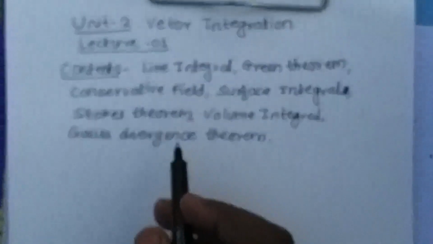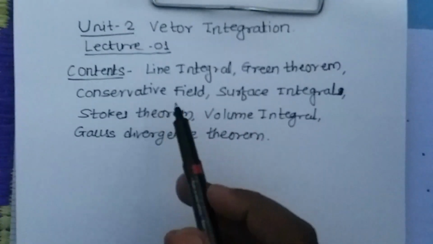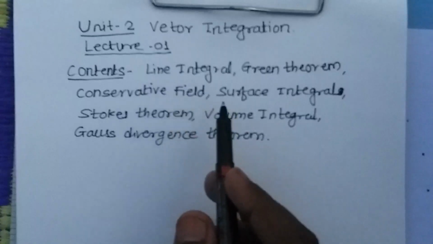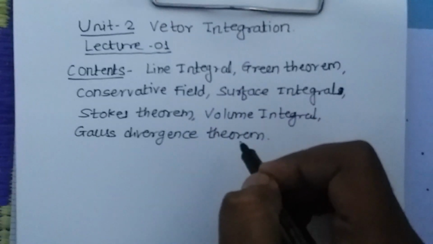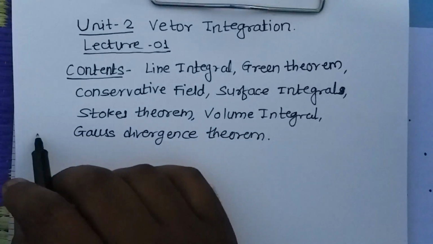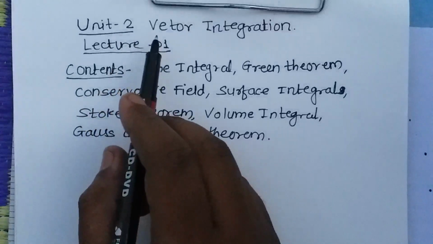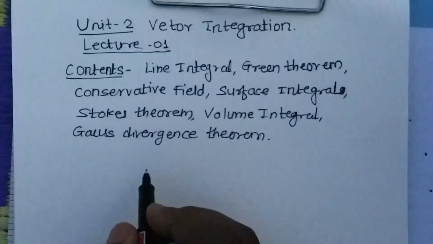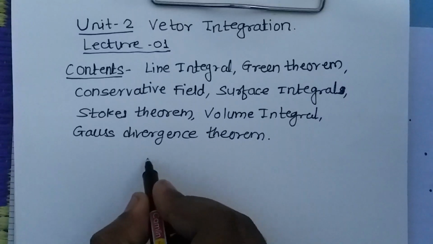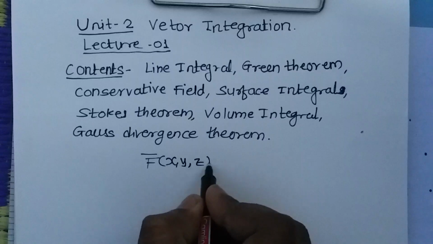The contents of this unit are line integral, Green's theorem, conservative field, surface integral, Stokes theorem, volume integral and Gauss divergence theorem. Okay, so basically in this unit number 2, vector integration, we are going to calculate integrations of vector point function f bar of x y z.